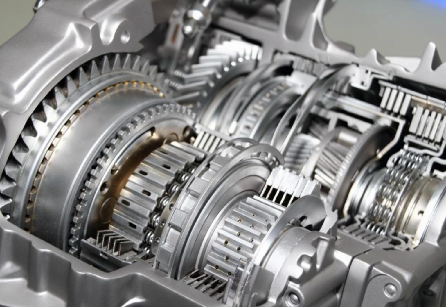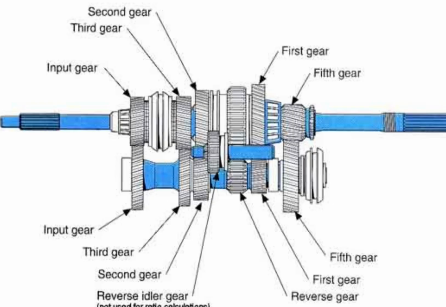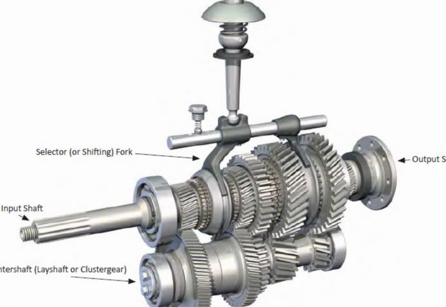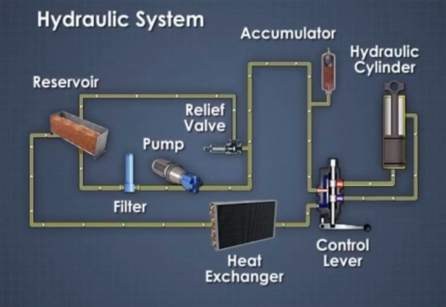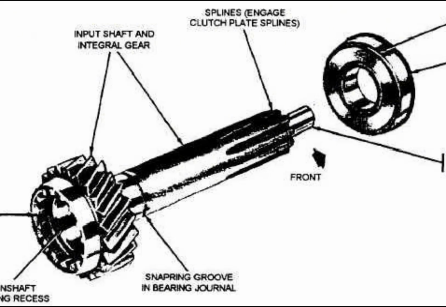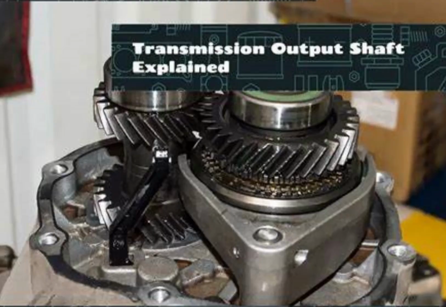Basic principles. Explain how the engine produces rotational power or torque. Describe how the transmission adjusts torque and speed through different gear ratios to ensure smooth acceleration or deceleration. Shifting gears. Manual: driver uses a clutch and gear stick. Automatic: sensors and hydraulics select gears automatically. Here is a description of power flow. Input shaft receives engine torque. Gear trains modify torque and send it to the output shaft.